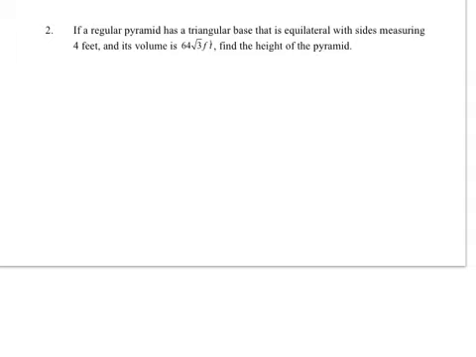Okay, the next example takes a little bit more work, and it relies on us understanding and remembering the properties of an equilateral triangle. So I have a regular pyramid and it has a triangular base. I'm not going to be able to draw that, but I am going to draw the base, because the base is an equilateral triangle, so all sides measure 4. The volume of this pyramid is 64 radical 3 cubic feet. So we do a units check first. This is in feet, this is in cubic feet, so our units are good.